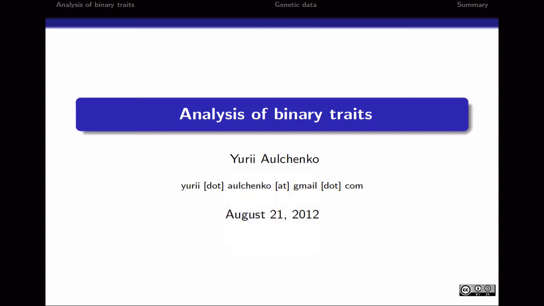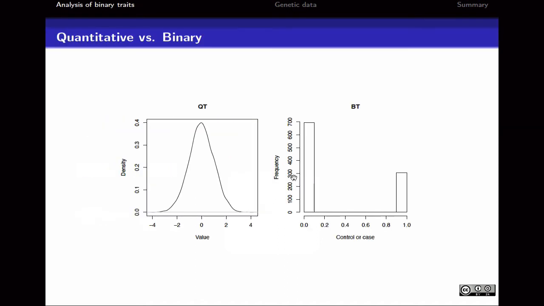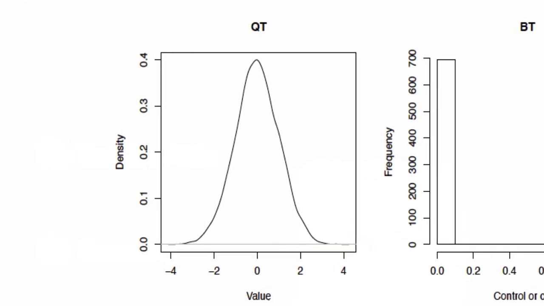Now let us talk about the analysis of binary traits. So we just discussed the analysis of quantitative traits. Now we are going to the binary traits, and of course the major difference between these two types of traits is their distribution. While for quantitative traits we usually expect some continuous distribution, and in the best case scenario this would be a Gaussian distribution, as presented in the panel on the left.